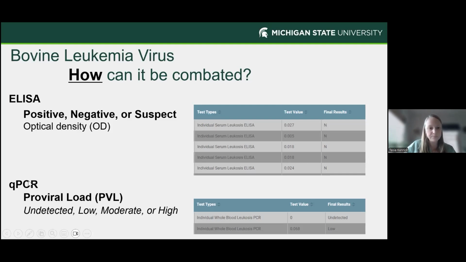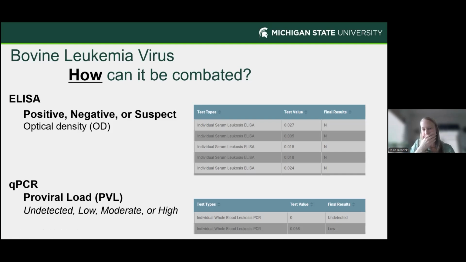Where qPCR gives you that proviral load, so that's the sequence or amount of virus. You have an undetected, low, moderate, or high. So Central Star categorizes how much virus is in those animals into those categories, and that's what they give you as these final results. So down here in this bottom table in final results, you see one animal was undetected and one was low, so low amounts of virus. The test value is that proviral load.